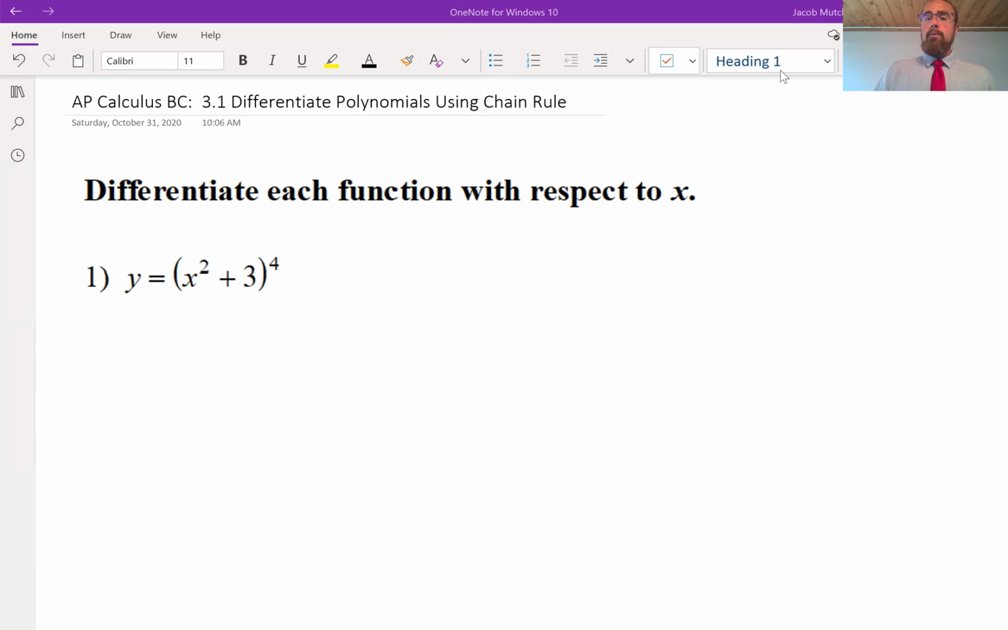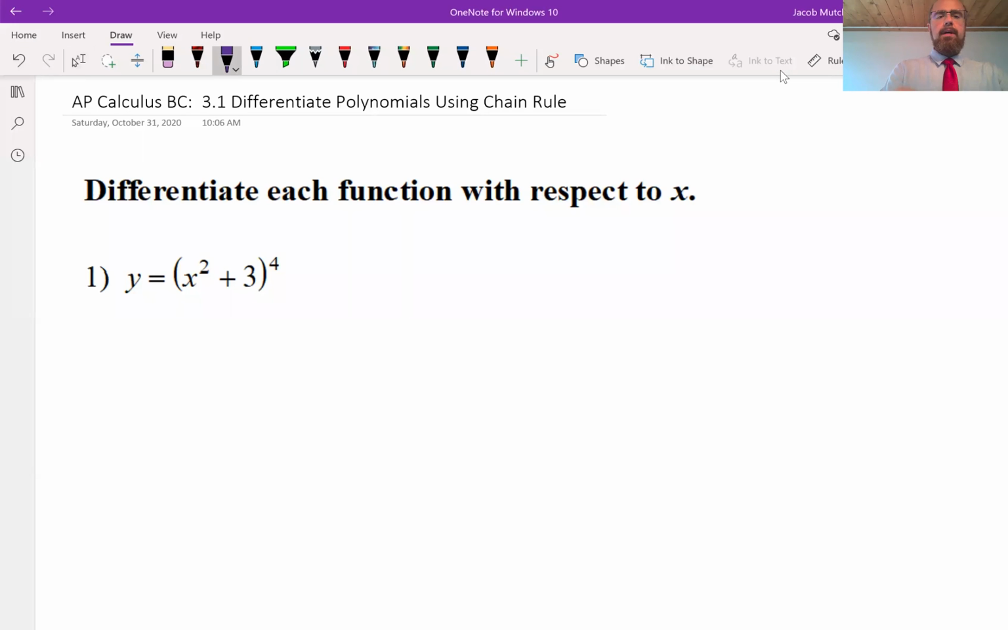Just to make a case for why we need the chain rule in this case, I really can't differentiate this function without expanding it. One strategy is to distribute this x squared plus 3 and multiply that binomial 4 times. But even as I write it out, you get the sense that it's a lot of work and a lot of time spent to differentiate something that I have a rule for. So I'm not going to take that route. I don't want to distribute that out.